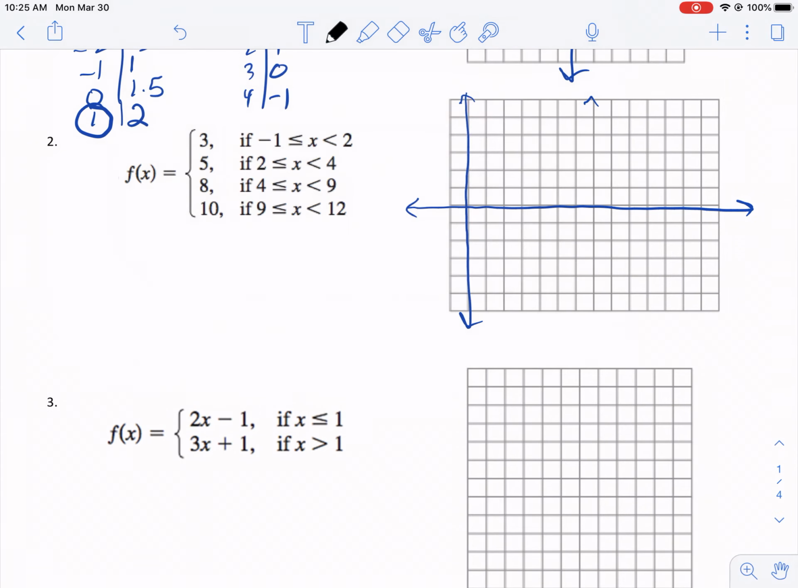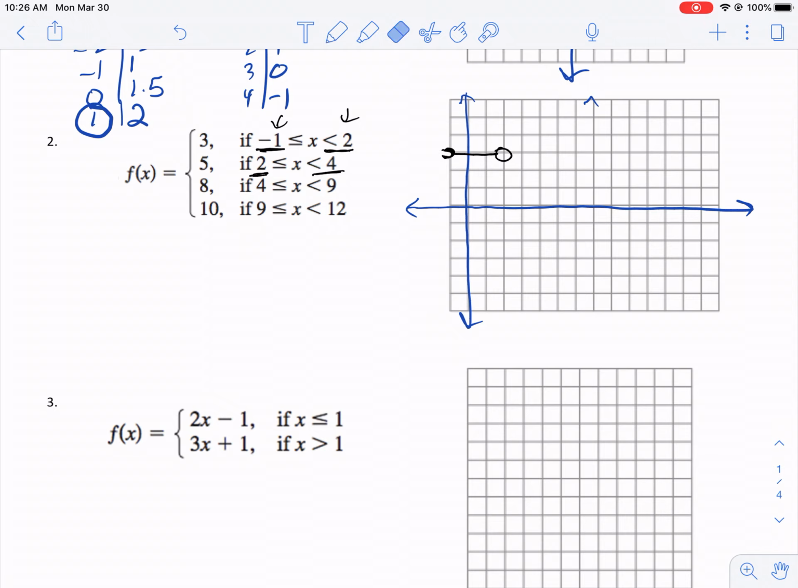Okay, so I get a y value of 3 starting at negative 1 and ending at 2. So closed circle because of the equal sign. Open circle on 2, 3. Connect the dots. So when you have a start and a stop, you're basically just plotting those 2 points and connecting them. Alright, so the next one, I'm going to plot the point 2, 5 and 4, 5.